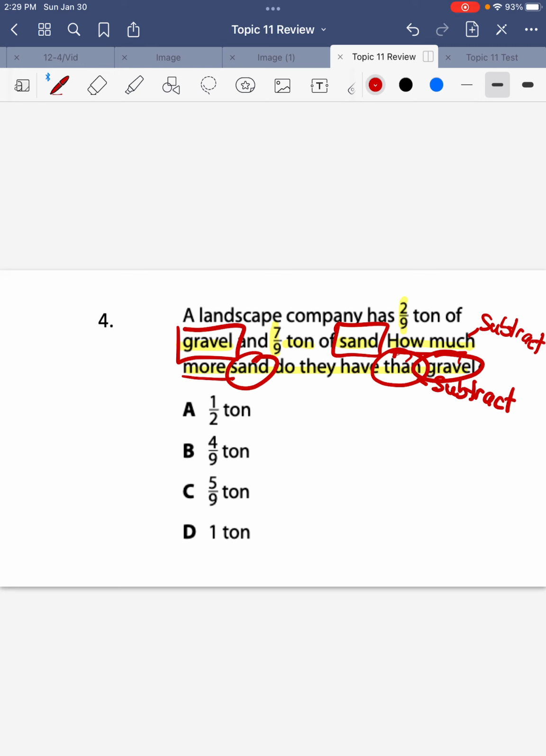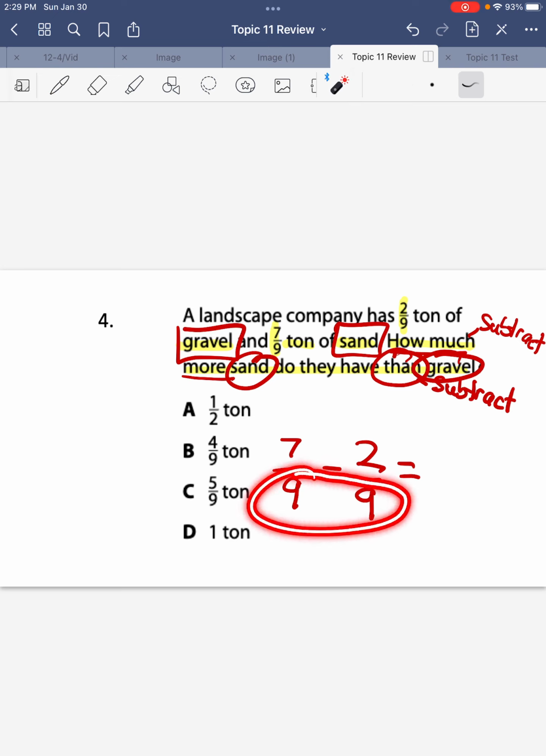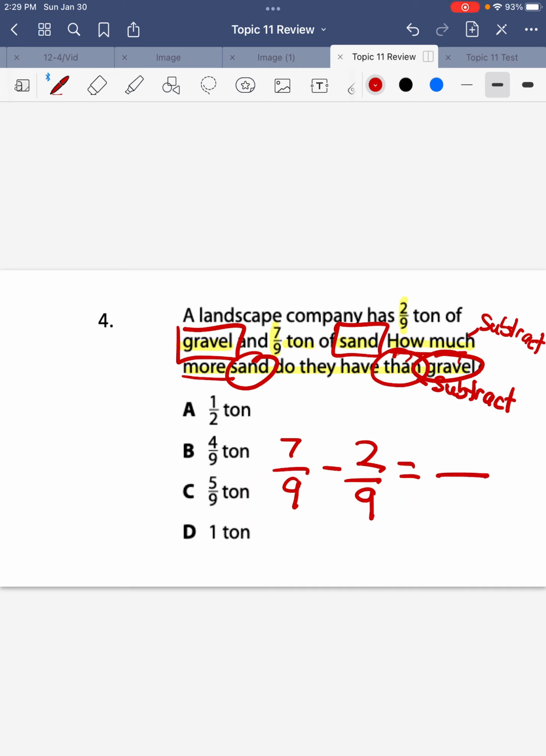So when I subtract, I'm going to put the bigger fraction on top. So I have 7/9 minus 2/9. Okay? Equals. Remember, same thing as addition. My denominator, the 9, is going to stay the same. I'm just going to subtract 7 minus 2. 7 minus 2 is 5. So now I got to see which one has that. It's going to be C.